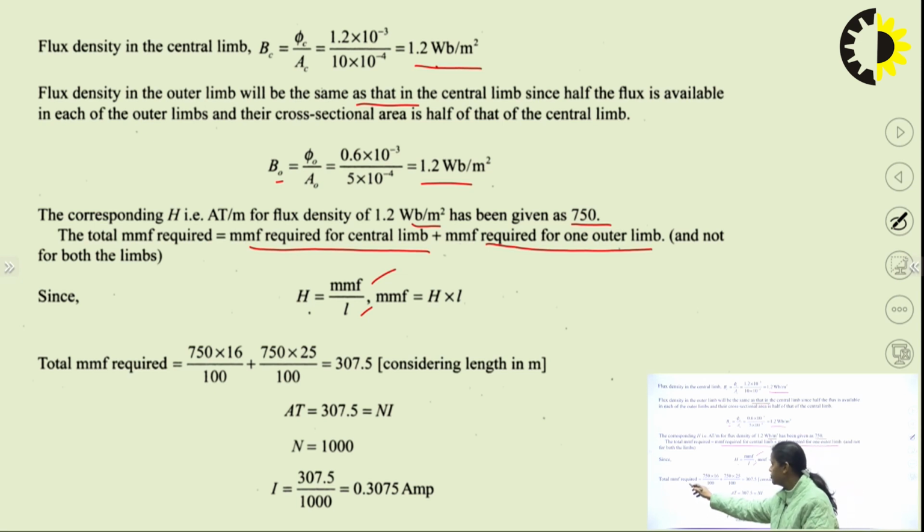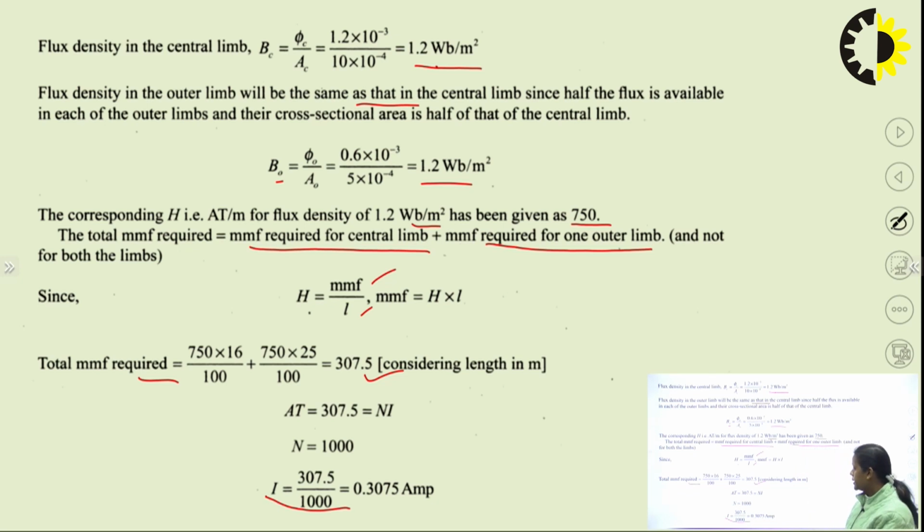Since H is equal to MMF by L, we know this relation. So the total MMF, you can find the total MMF here. Then you can write all the values, and you can calculate the current I as 0.3075 ampere, right? So this is how you can find the current here.